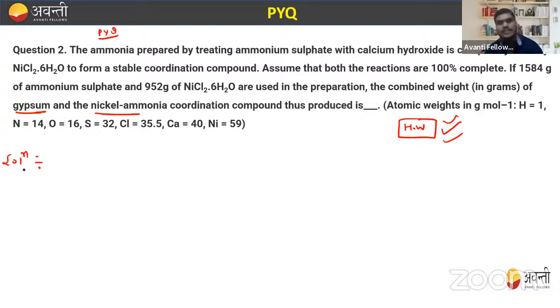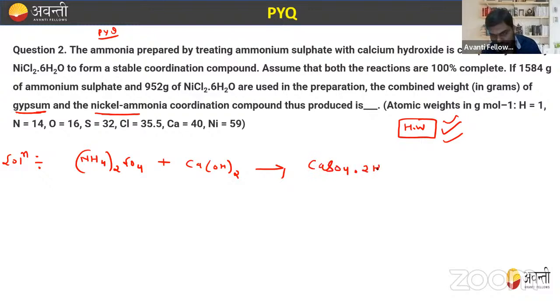The ammonia is prepared by treating ammonium sulfate. So first of all, write ammonium sulfate. Ammonium sulfate has the formula (NH4)2SO4. So this is ammonium sulfate, and it reacts with calcium hydroxide, so this is Ca(OH)2, right? This ammonium sulfate reacts with calcium hydroxide, and the ammonia is completely used by NiCl2 to form a stable coordination compound. When these two react with each other, what will they form? They will form CaSO4.2H2O, also known as gypsum, plus 2NH3. So this is known as gypsum.